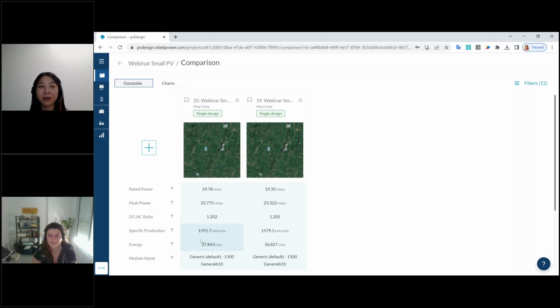Another spoiler, we are developing that feature right now as well. I can't tell you the release dates yet. But I do know that the tilt batch design is coming very, very soon.